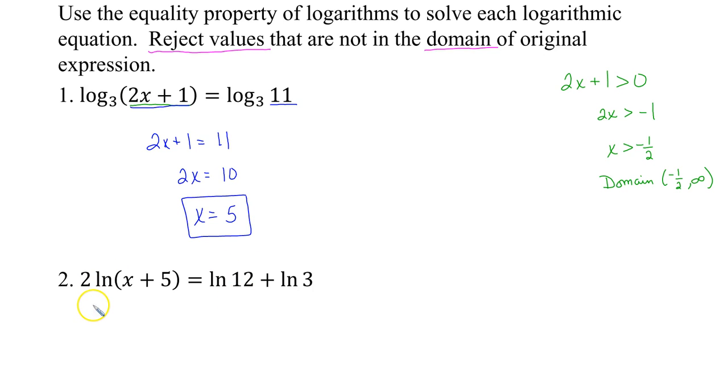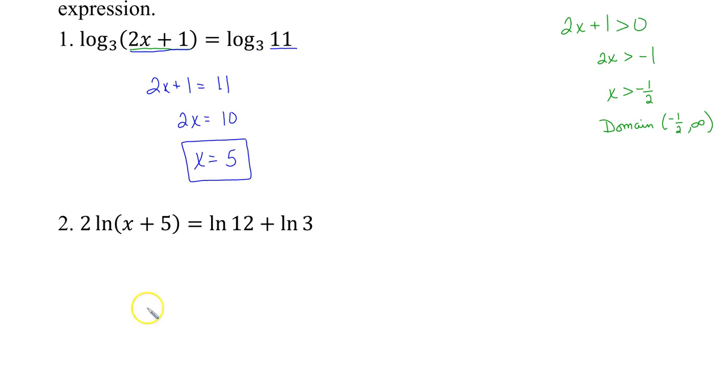Moving on to problem number 2, the first thing I notice is that on the right-hand side I have two logarithms. On the left-hand side I have a number in front of my logarithm, even though I have the same logarithms on both sides. So the very first thing I need to do before I can do any kind of solving is condense both sides using the logarithmic properties from section 5.3.